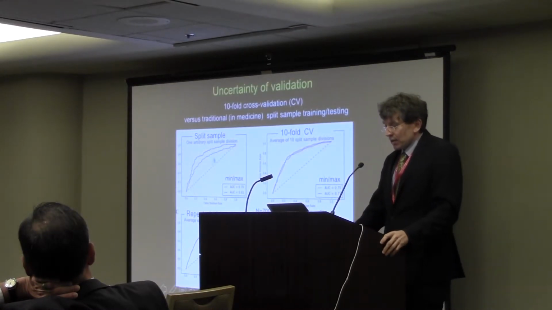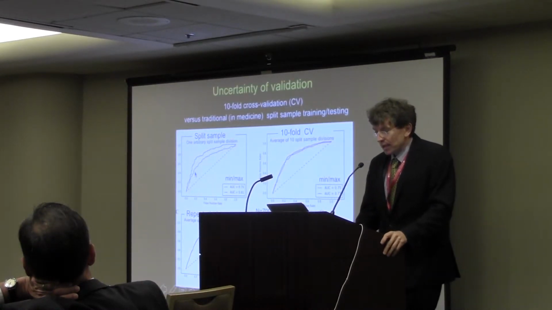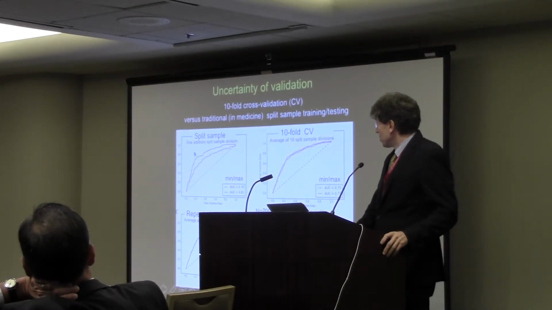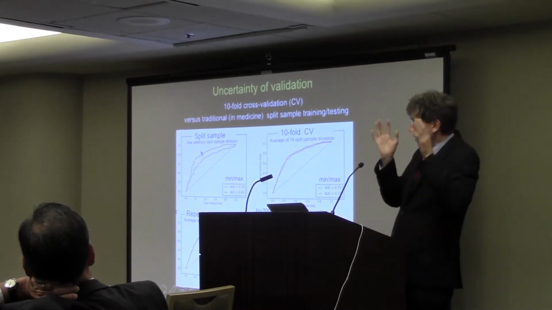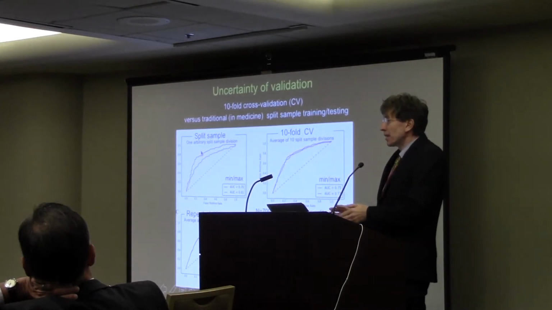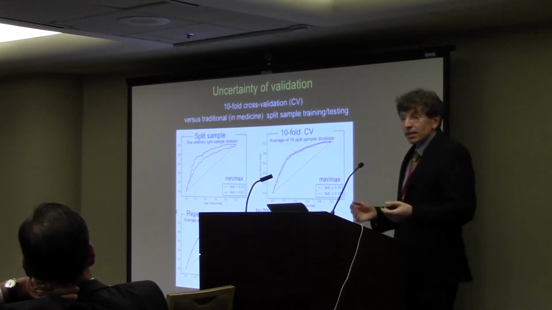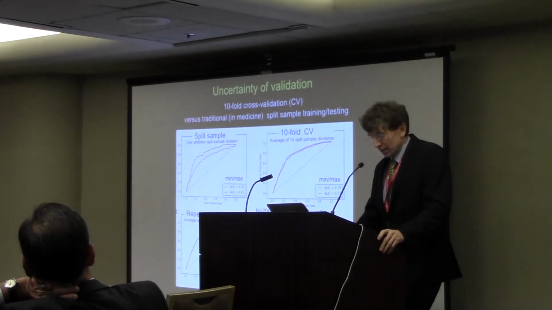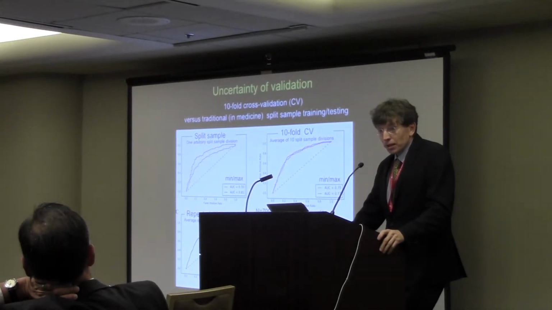So one thing, I won't show you too many statistical slides, but there is something we wanted to highlight. We always hear about the split sample here in cardiology. People take half of the data, build a model, and then use the other half of the data to test the model. That's a traditional thing I see in JACC and all these journals. And that's what you can use for machine learning.